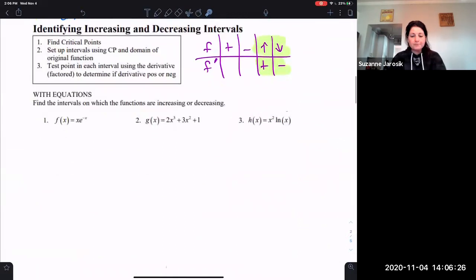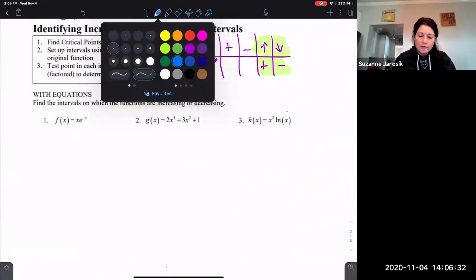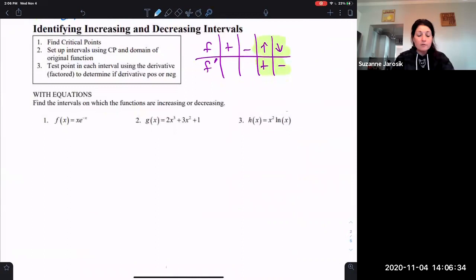All right, the chart you will see is going to be recreated several times while going through these. Let's start out with our intervals of increasing and decreasing. First step is to find critical points. Set up your intervals using the critical points and the domain of the original function. And then use a test point in each interval, using the derivative in its factored form, to determine if the derivative is positive or negative.